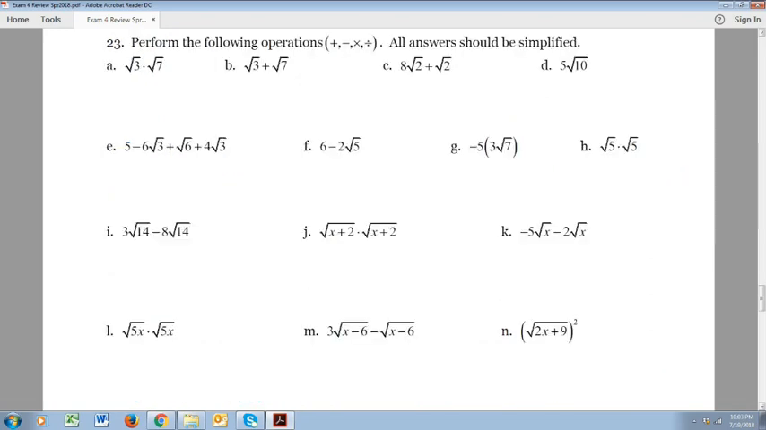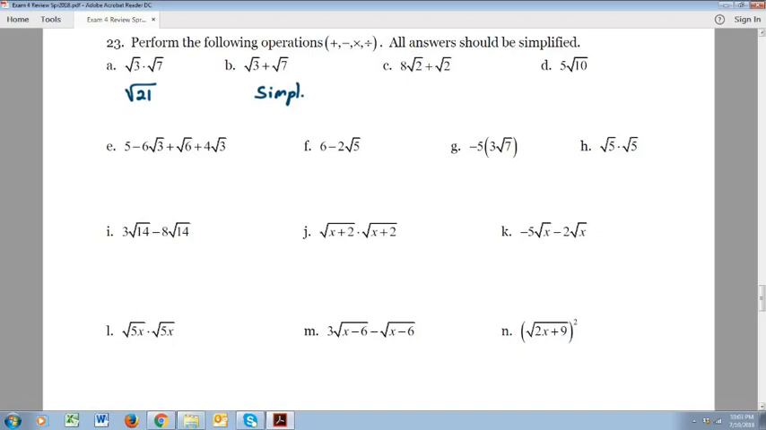Alright, let's move on to number 23. So now things are kind of mixed up, and we need to see if you can work with radicals correctly. So let's go ahead and look at these problems here. We know on letter A, this is how we multiply radicals. As long as they're both square roots, we can multiply the 3 with the 7, we get square root of 21. For B, we can't add radicals unless they're like radicals, and those are certainly not. So that's an expression that's already simplified.